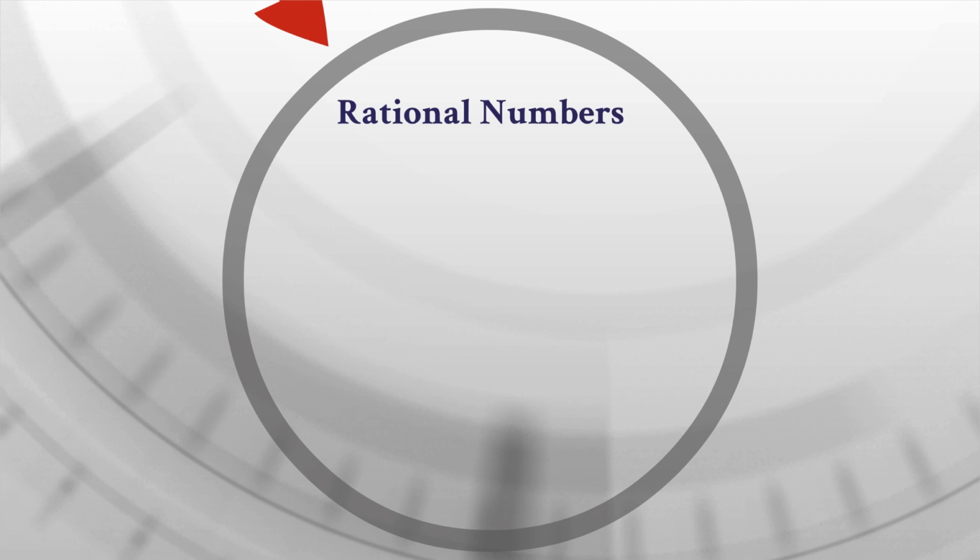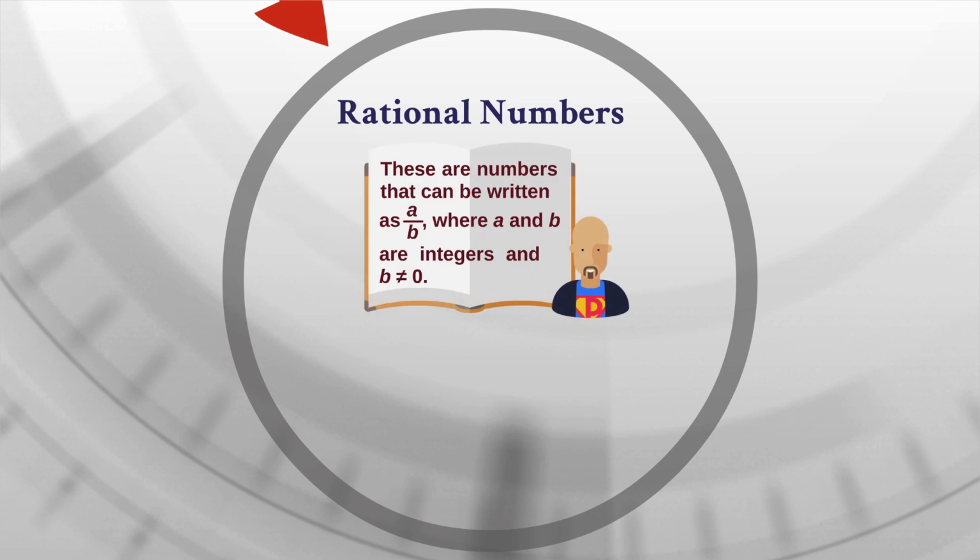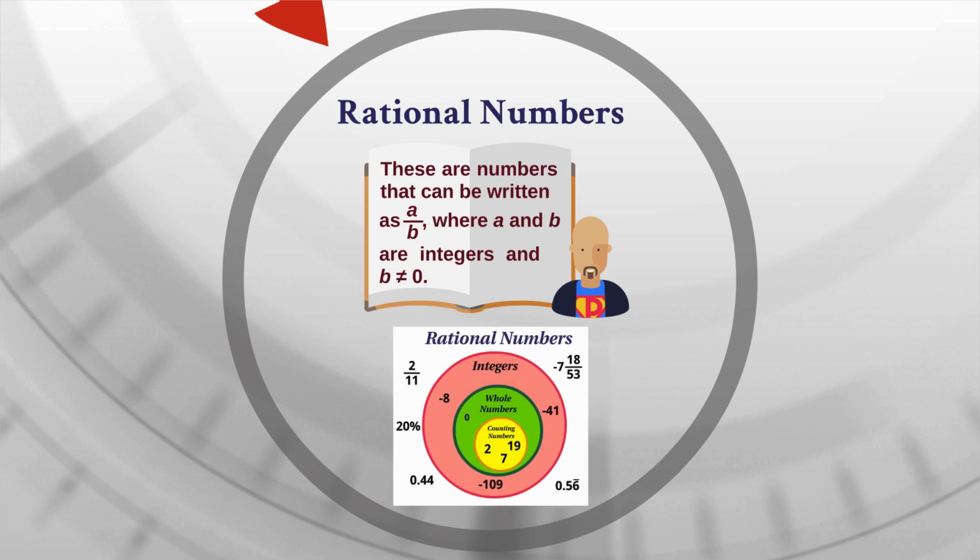Let's dig deeper and learn more about rational numbers. I'm sure that you already know what a rational number is, but let's repeat its definition. Like what we have said earlier, rational numbers are numbers that can be written as a/b, where a and b are integers, and b is not equal to 0. This Venn diagram represents the different forms of rational numbers.